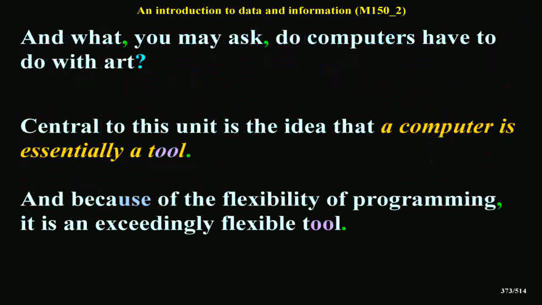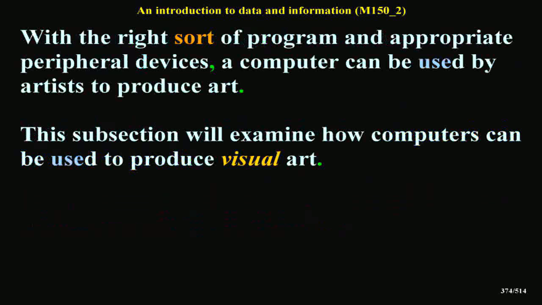And what, you may ask, do computers have to do with art? Central to this unit is the idea that a computer is essentially a tool. And because of the flexibility of programming, it is an exceedingly flexible tool. With the right sort of program and appropriate peripheral devices, a computer can be used by artists to produce art. This subsection will examine how computers can be used to produce visual art.